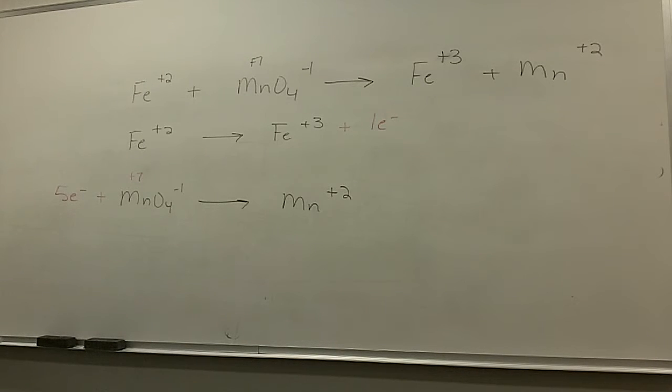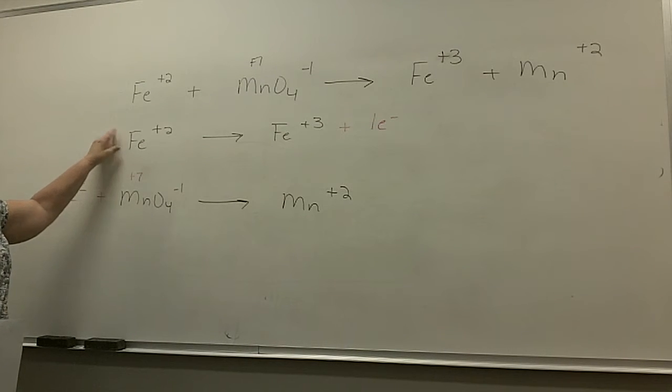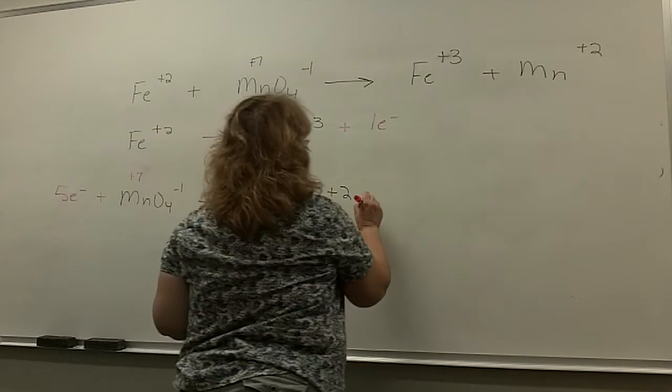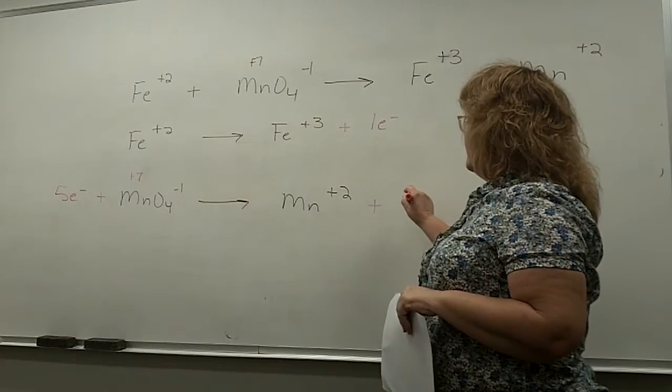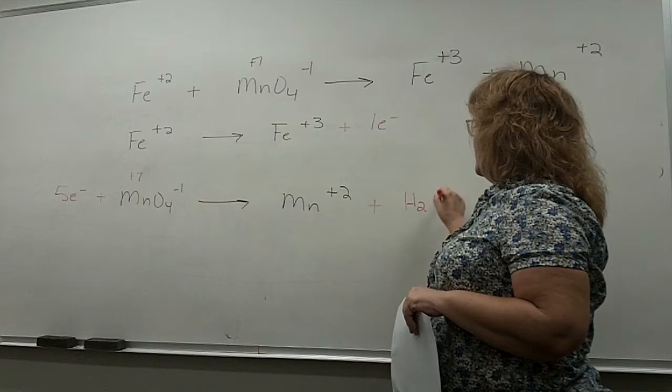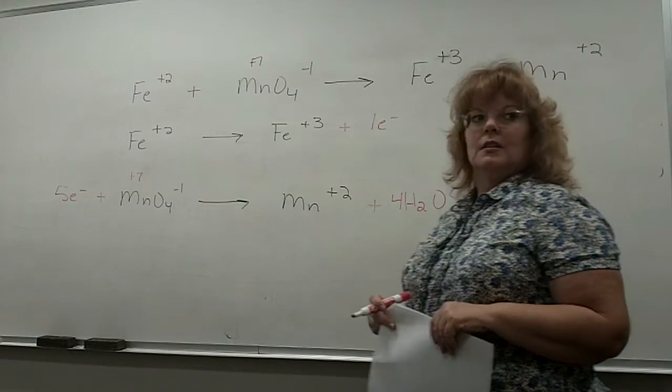Okay. Then the next step is we're going to add water to balance hydrogens and oxygens. Why is this step not doing that? Okay. So we don't have to do any balancing here, but here we're going to have to. We're going to add how many waters? 4. I'm going to have to add 4. And then 8 hydrogen.